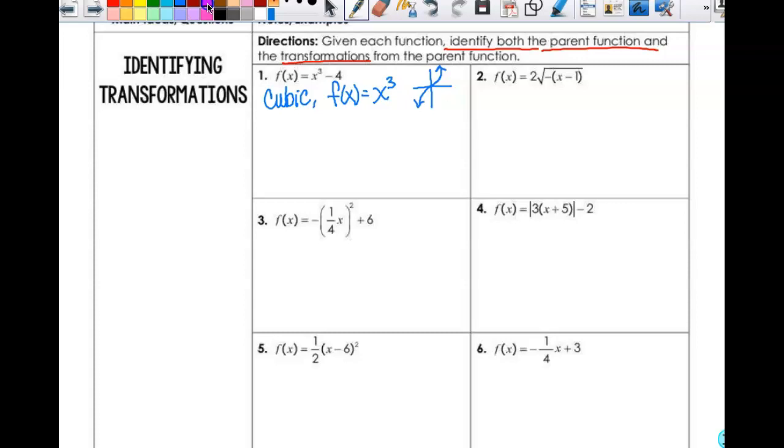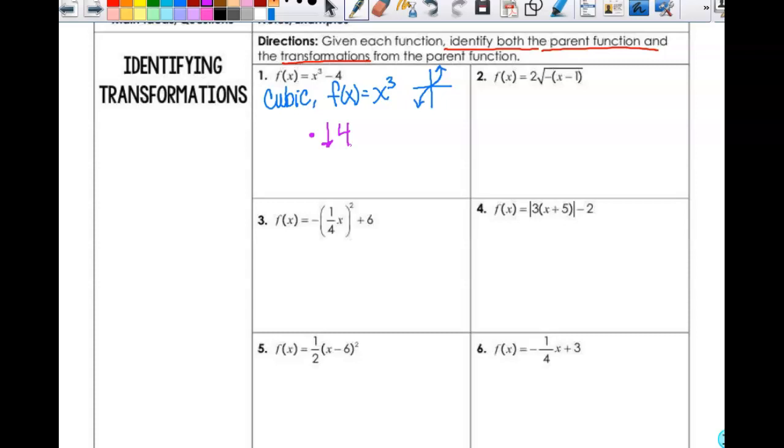All right, so then we have to list the transformations. So if you're consistent, go left to right, and I always make a little list first of how many I have. The only thing that's happening is this -4, right? And what's that -4 going to do? Shift it down. So we're going to go down 4. That's it.